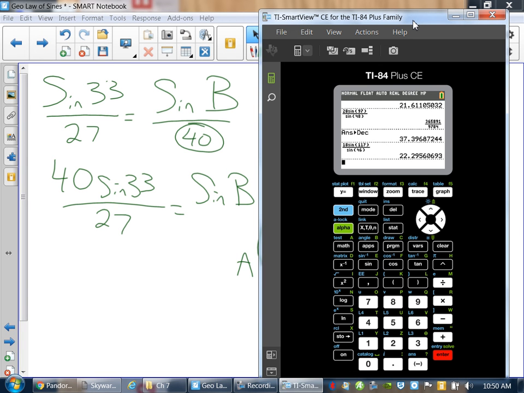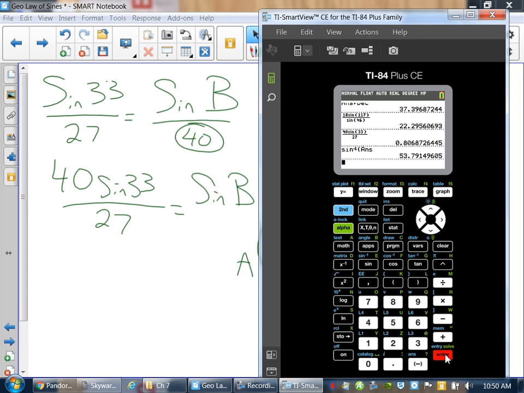accustomed to doing is typing stuff in the calculator and letting it do all the rounding stuff for you. Make your fraction bar. 40 sine 33 over 27 and hit enter. So that means that the sine of angle B equals this crummy decimal. I need to inverse sine that now. Very easy. Second sine of your answer. There's your angle.